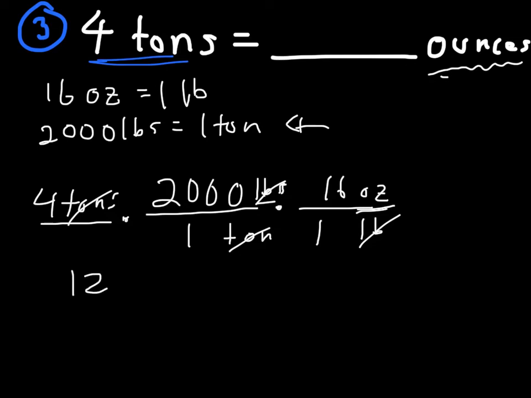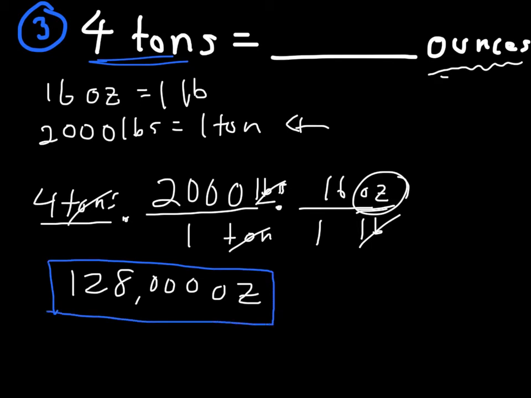128,000. And then on the bottom, 1 times 1 is just 1. We know anything over 1 is the same. So 128,000. And what's our label? Ounces. The whole point of this is to use our labels here. So 128,000 ounces is 4 tons.